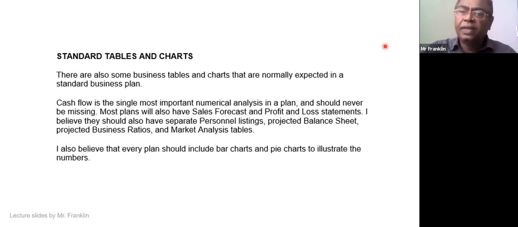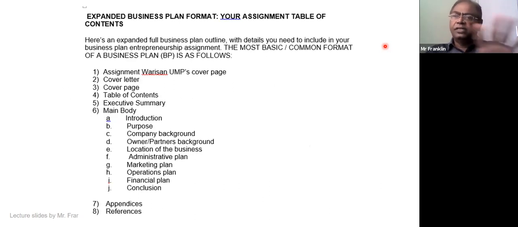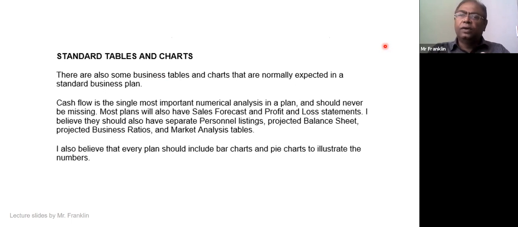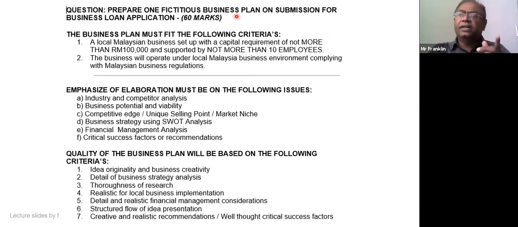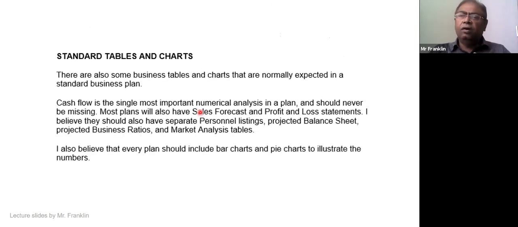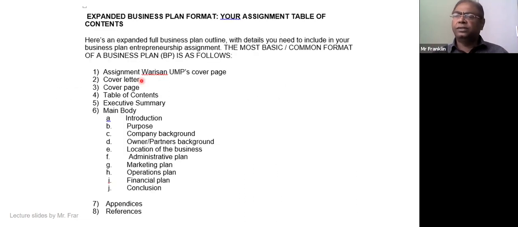All right. So this is what your business plan, expanded plan, is. Assignment: the cover page, cover letter. Start with the cover letter. The letter is addressed to whom you are giving this. You're going to get a loan. Remember, what is the purpose of this? To get a loan. Prepare one fictitious business plan for submission of a business loan application for 100,000. You want to borrow 100,000, right? So in your cover letter, you write that the purpose of this is for us to get a loan.